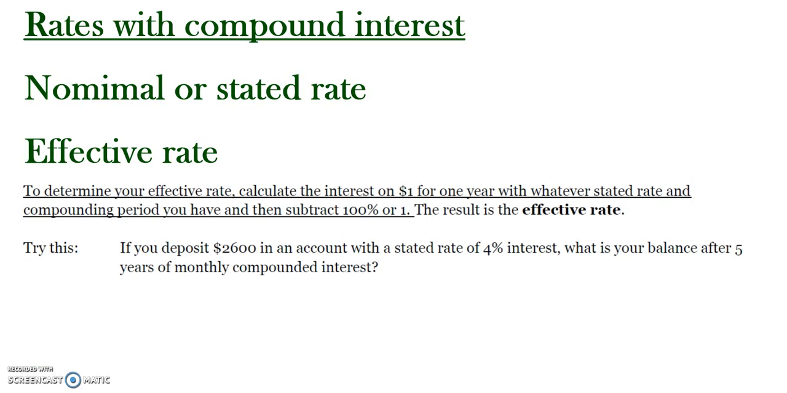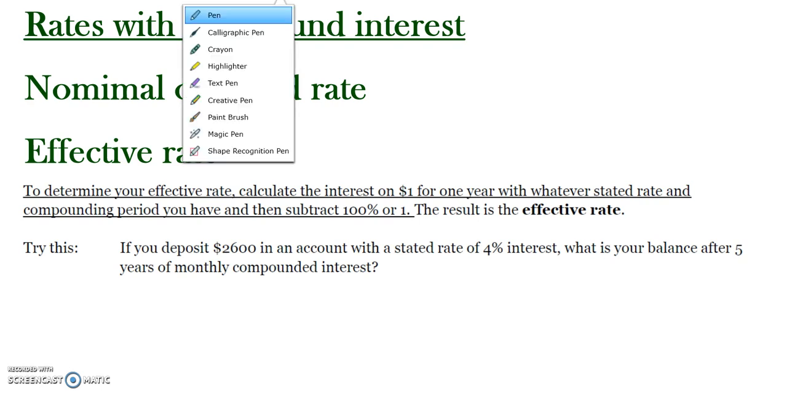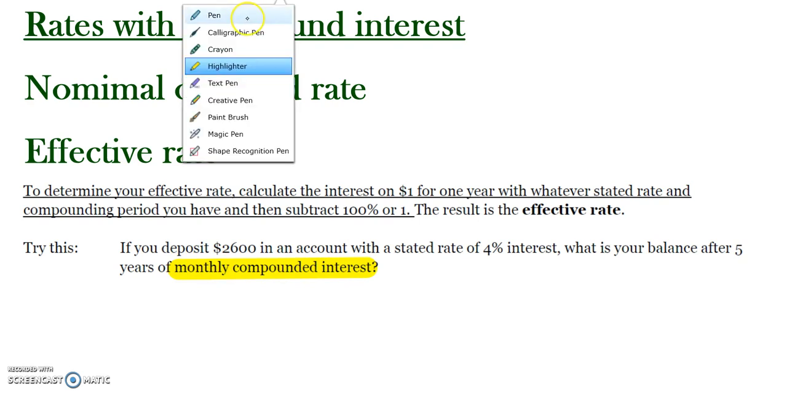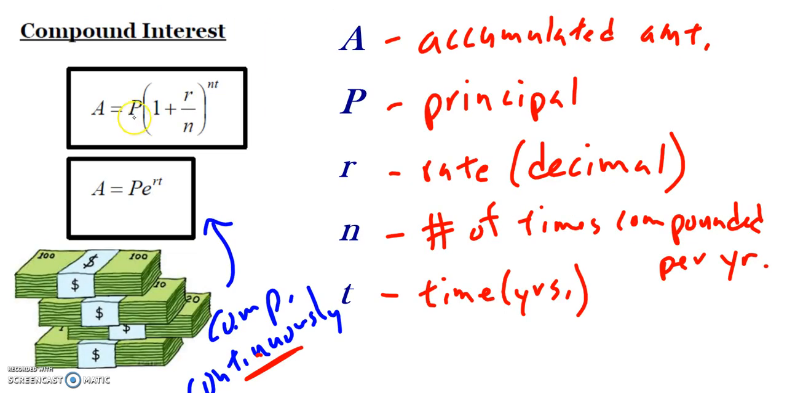All right, so nominal or stated rate and the effective rate. We'll get to this in just a moment. Let's first try our problem, and then we'll come back to the effective rate. If you deposit $2,600 in an account with the stated rate of 4% interest, what is your balance after 5 years of monthly compounded interest? So the key words here are monthly compounded interest. That tells us which formula we are going to use, and that formula is P times the quantity 1 plus r over n raised to the nt, because it does not say continuously.